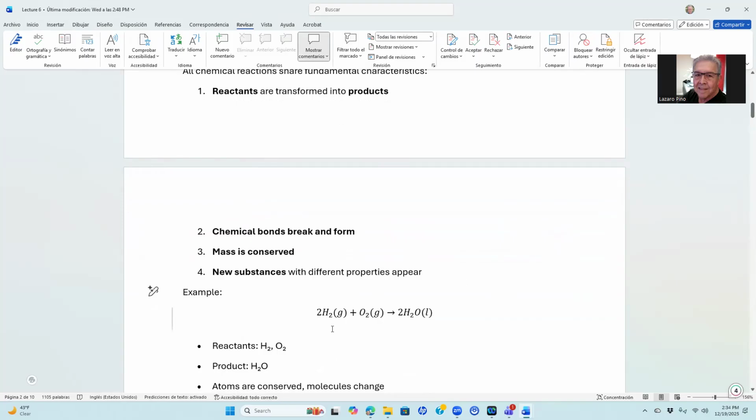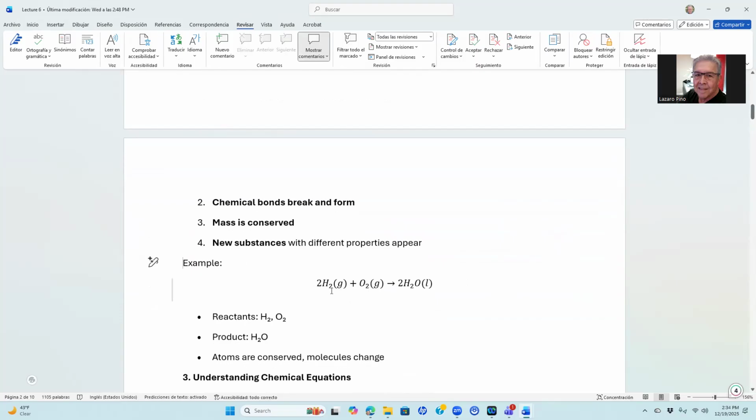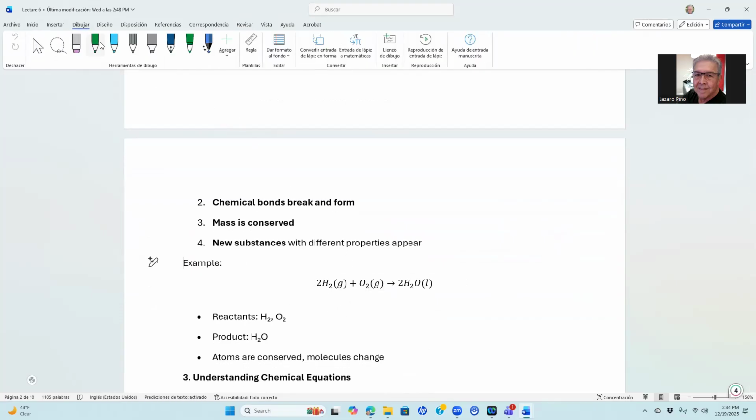Example. Okay, here you have that hydrogen plus oxygen produces, or yields, water. The reactants in this case, as you can see, are to the left and products are to the right. And this symbol represents yield.